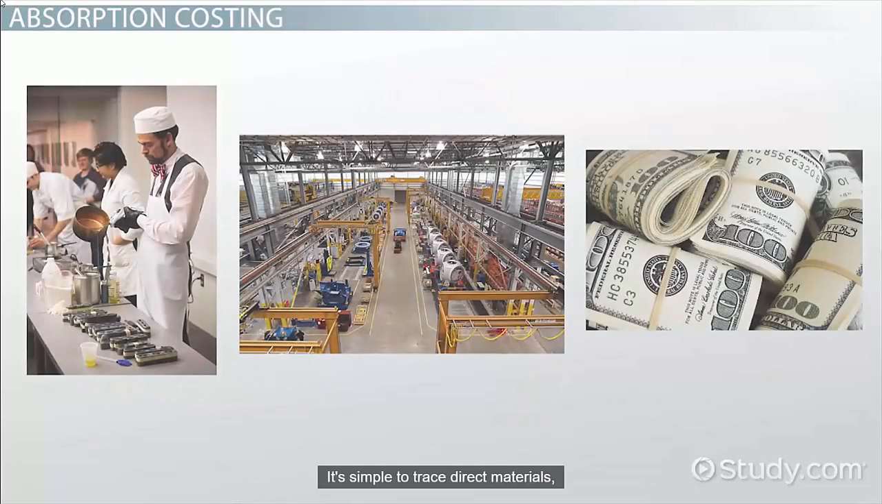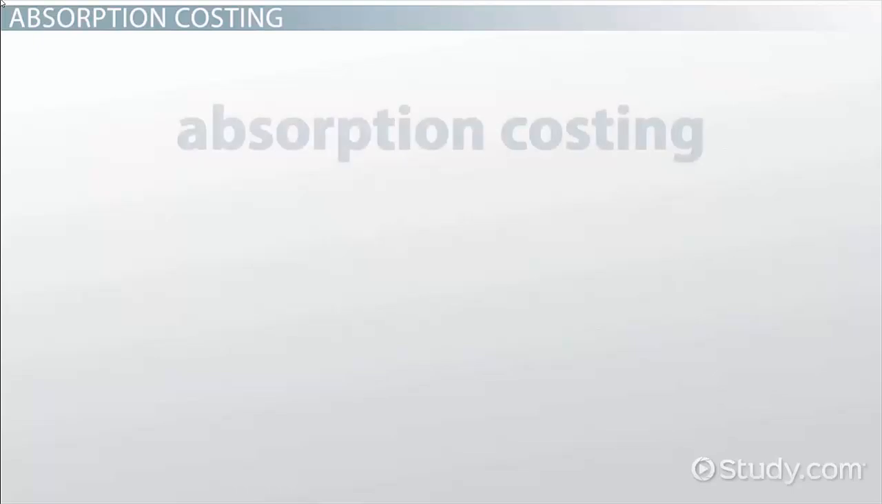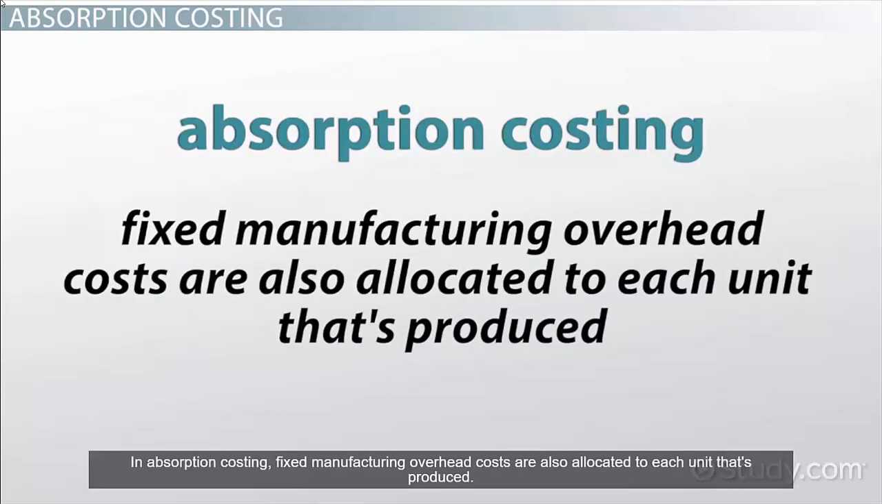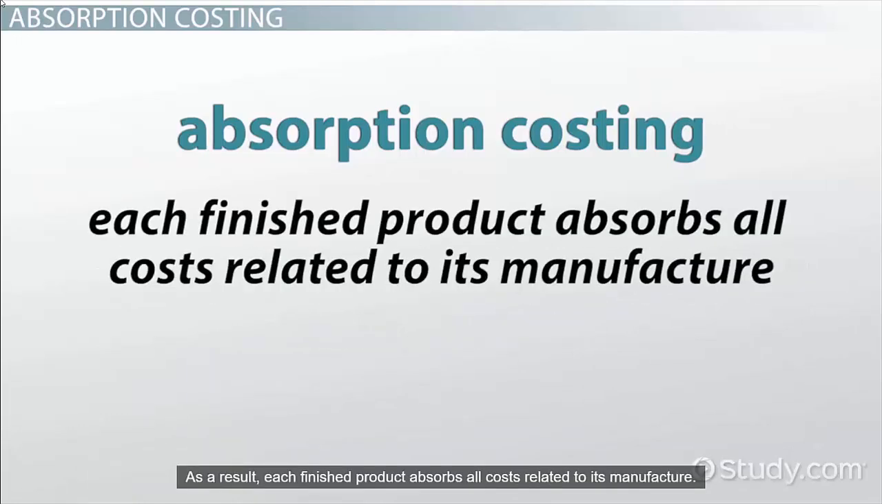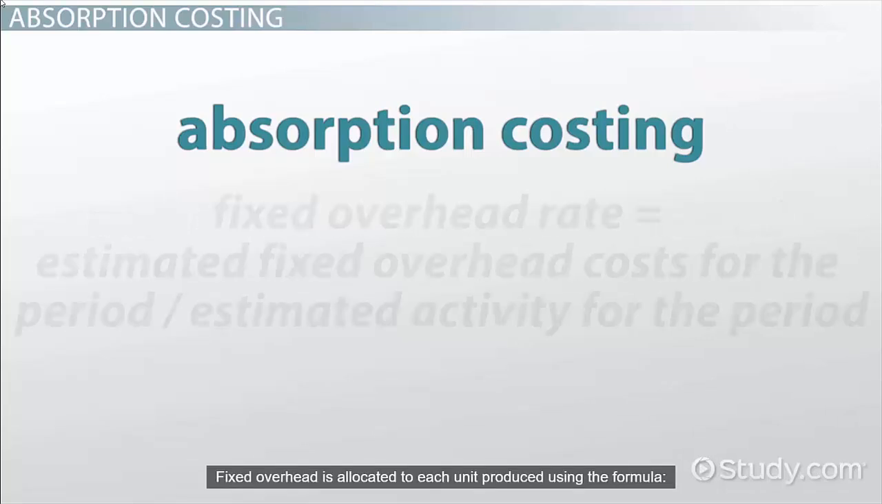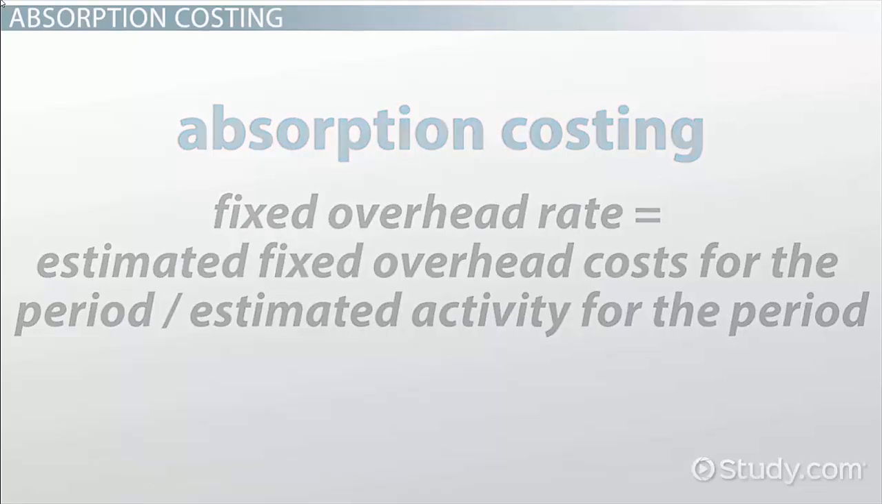It's simple to trace direct materials, direct labor, and variable manufacturing overhead costs to a particular product. In absorption costing, fixed manufacturing overhead costs are also allocated to each unit that's produced. As a result, each finished product absorbs all the costs related to its manufacture. Fixed overhead is allocated to each unit produced using the formula fixed overhead rate equals estimated fixed overhead costs for the period divided by estimated activity for the period.